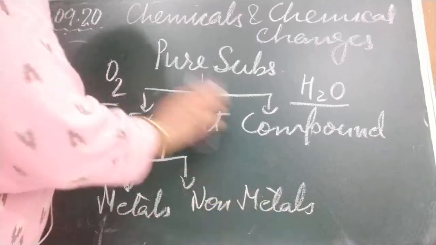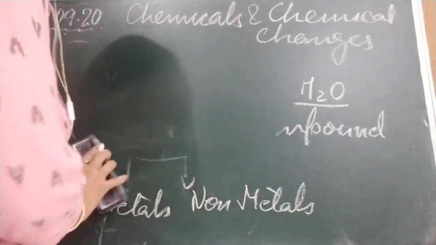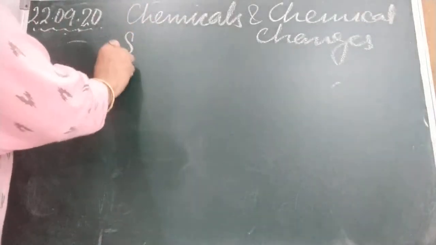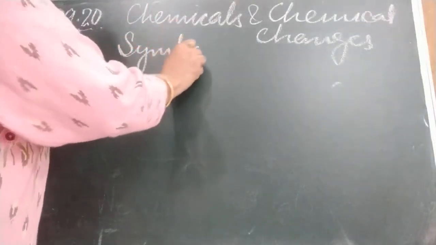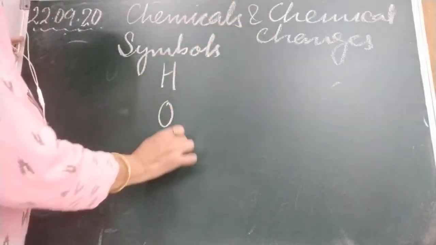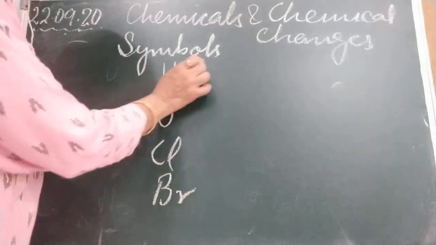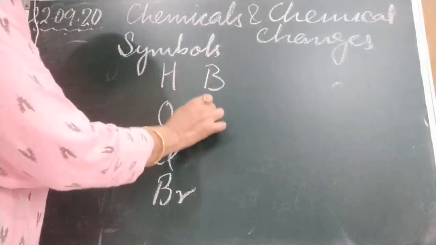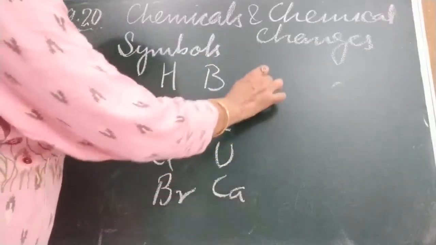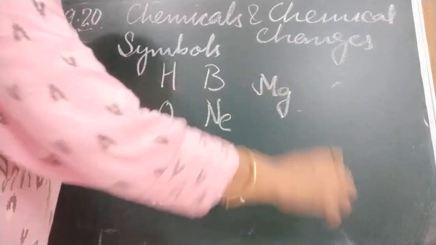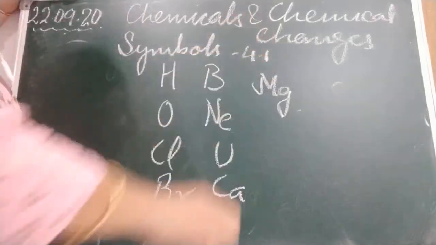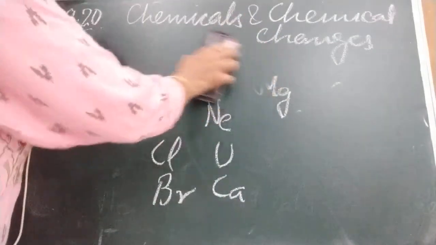Now come to the chemical symbols, children. Symbols, you all know. The tables are given in your book. You learn from them. Simply, I am telling you: hydrogen, oxygen, chlorine, bromine, boron, neon, uranium, calcium, magnesium, so many are given. So you learn this table number 4.1 from the book. We can ask the symbol.